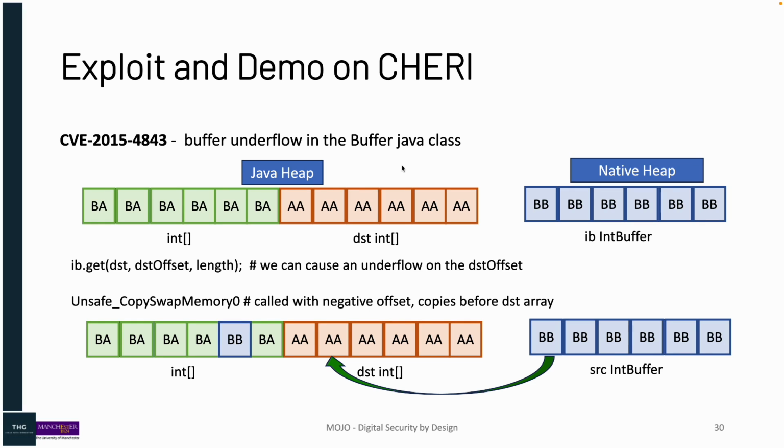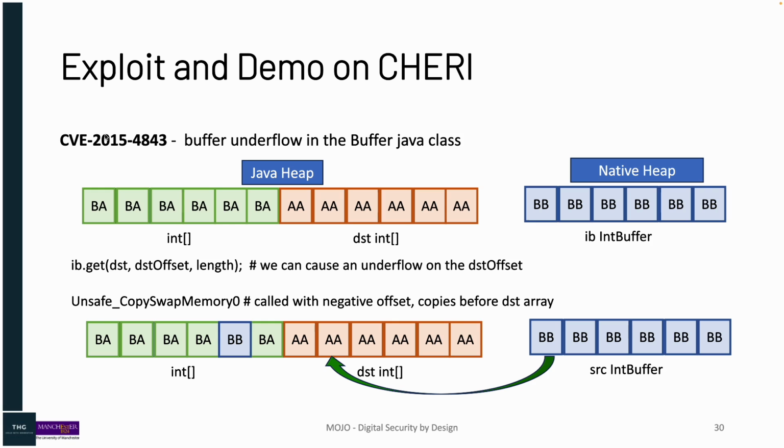Hello, and this morning I'm going to go through how we've ported the OpenJDK to use CHERI capabilities to prevent certain security bugs, such as in this case the exploit and demo is going to be showing a buffer underflow. So why don't I just jump right into it and start describing what this buffer underflow is.